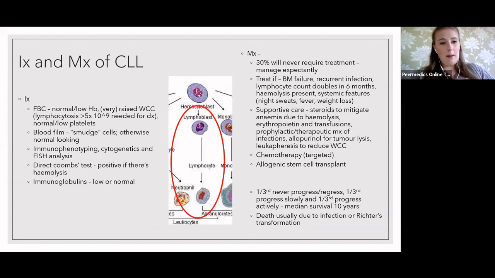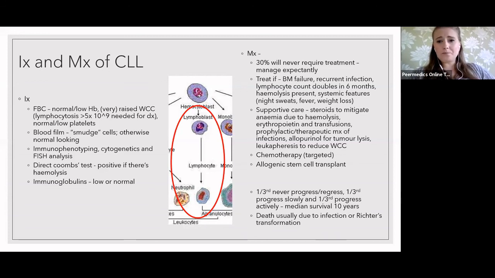So investigating and managing this, differentiating it from CML a little bit, the white cell count tends to be very raised. And that's something that you look for, that is one of the diagnostic criteria for it. On a blood film, you're going to get smudge cells, otherwise it tends to look pretty normal. And you can run a direct Coombs test and it should be positive if it's more likely that hemolysis is going on.